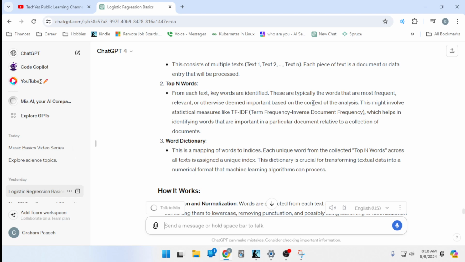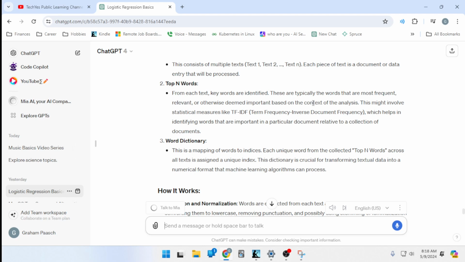Practical applications. Text classification. This setup is often used in text classification tasks where texts need to be categorized into predefined labels based on their content. The word dictionary helps in converting text to a fixed size vector that machine learning models can understand. Sentiment analysis. In sentiment analysis, the frequency and presence of certain words in the dictionary can determine the sentiment expressed in text. Machine translation and topic modeling.